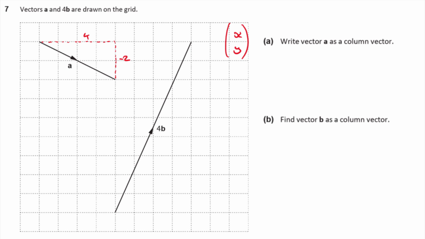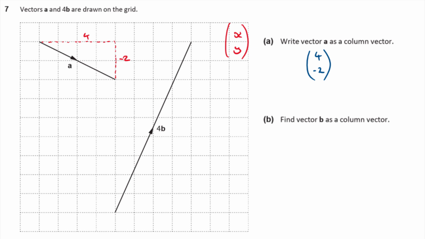So the column vector is going to be 4 units in the direction of x and -2 units in the direction of y. And then part B says find the vector b as a column vector. Okay, now we've actually got 4b here. It doesn't actually fit nicely on the grid.